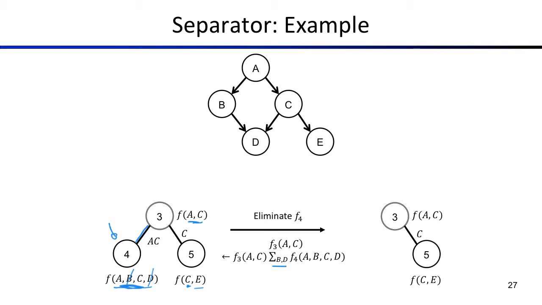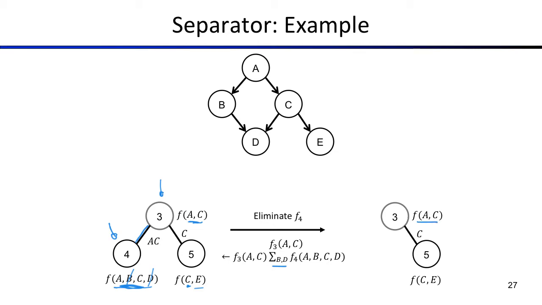So just pay attention that sometimes we get confused and think that the separator are the variables that we need to eliminate, but that's not true. What is true is that we should eliminate all the variables that are not part of the separator. So B and D are not part of the separator, so we can eliminate variables B and D, and the new factor will be multiplied here. And this new factor will be over variables A and C again. There is no problem here.